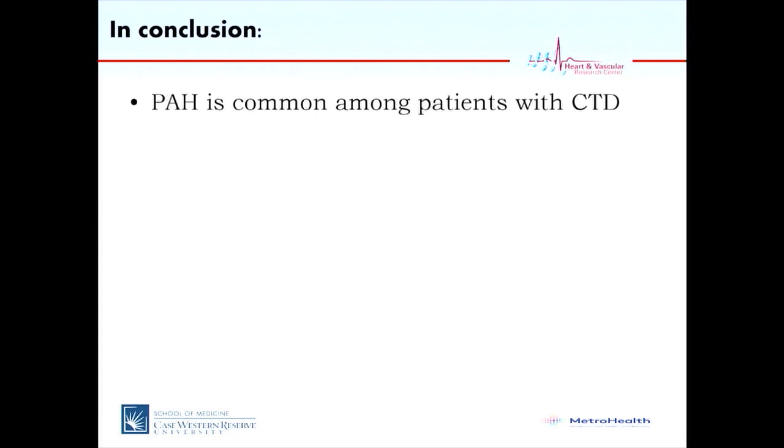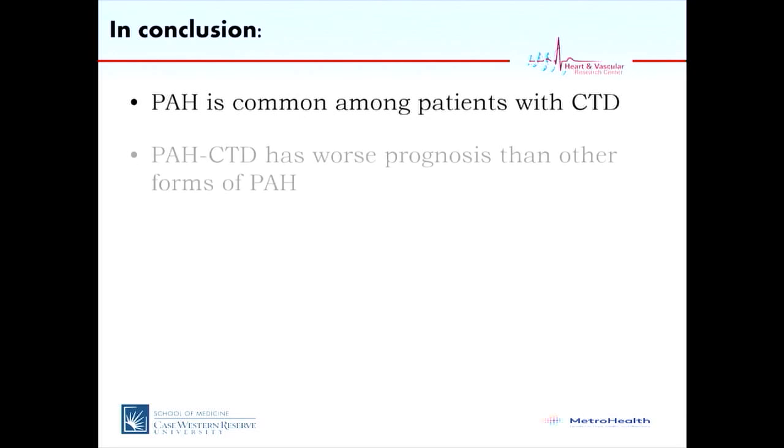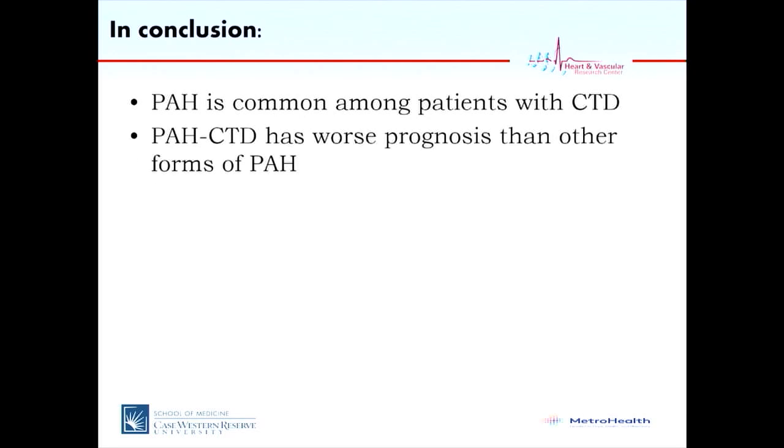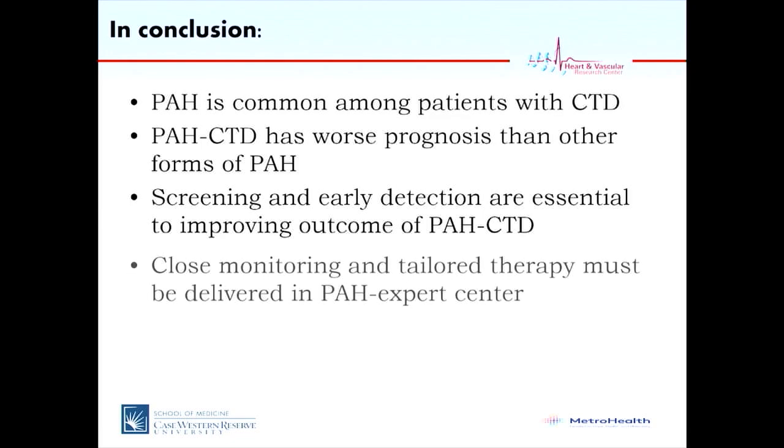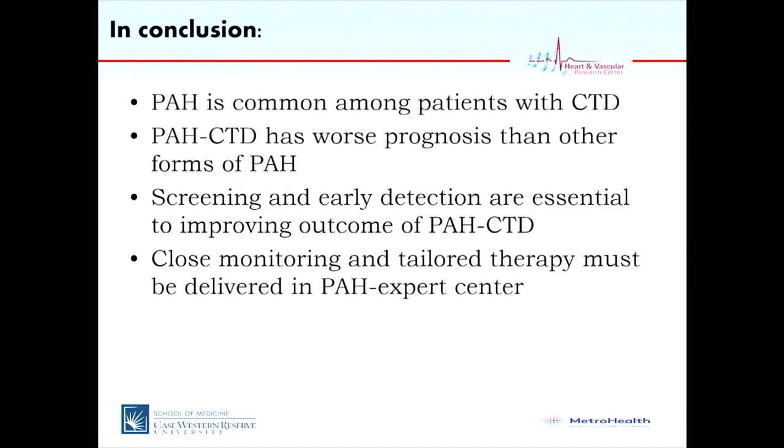So in conclusion, pulmonary arterial hypertension is common among patients with connective tissue disease. PAH-CTD has a worse prognosis than other forms of pulmonary arterial hypertension. Screening and early detection are essential to improve outcome of PAH-CTD, and close monitoring and tailored therapy must be delivered in a PAH expert center.